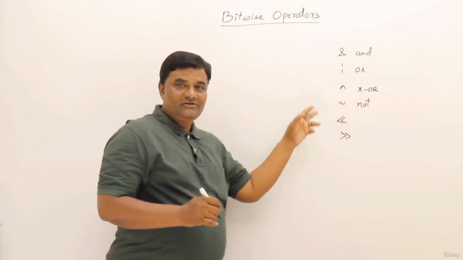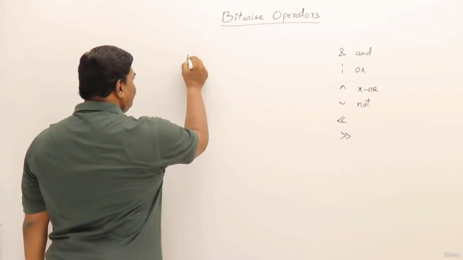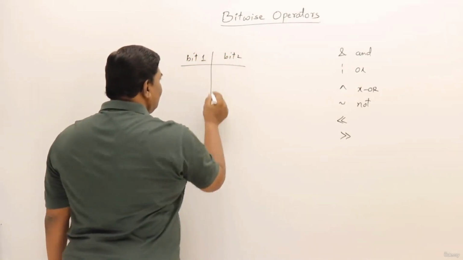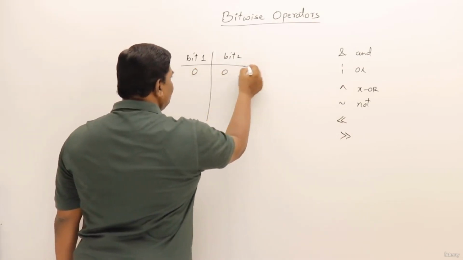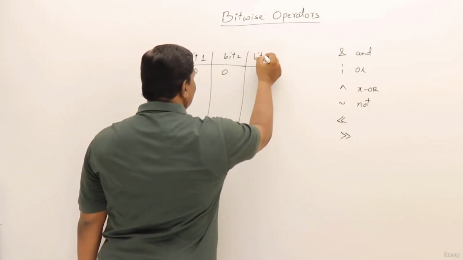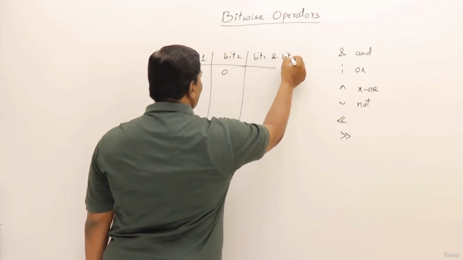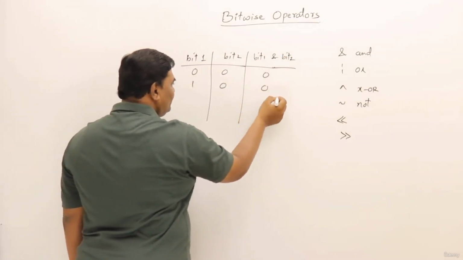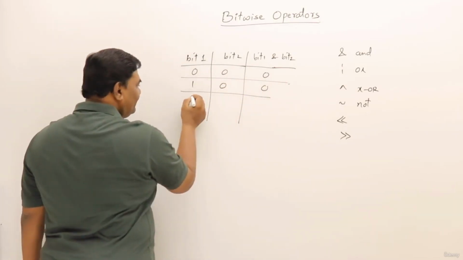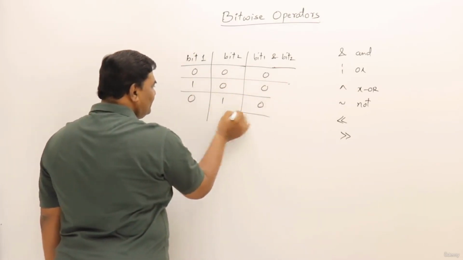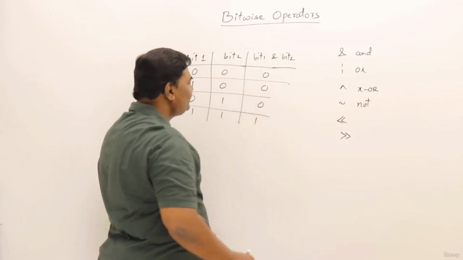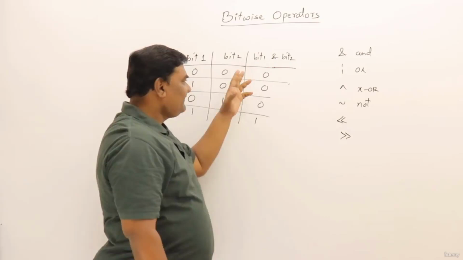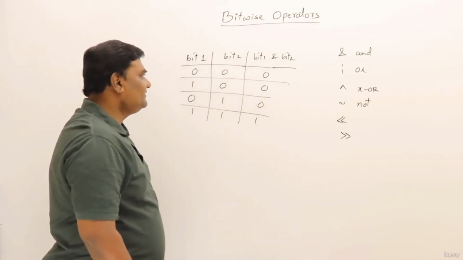Let me quickly show you how these operations work. If there are two bits, bit 1 and bit 2, and both the bits are 0, then bit 1 AND bit 2 will also be 0. If any one of the bits is 1, then also it is 0. If this is 0 and this is 1, then also 0. And if both are 1, then only it is 1. So it is just like a logical AND. When you use bitwise ANDing, it will be 1 only if both the bits are 1.